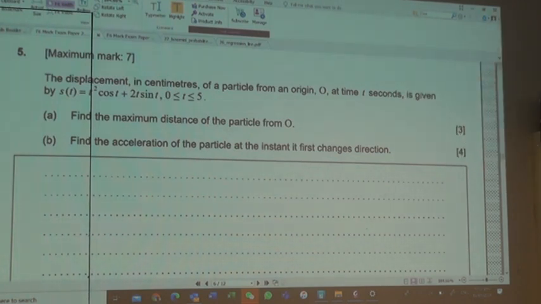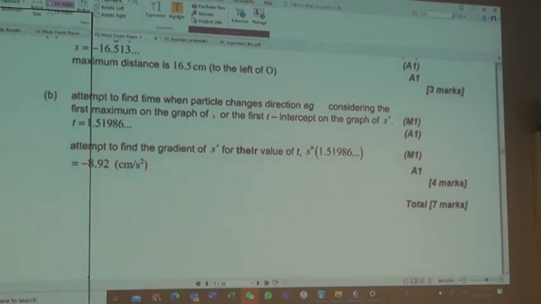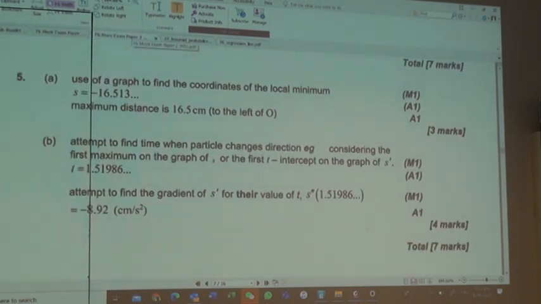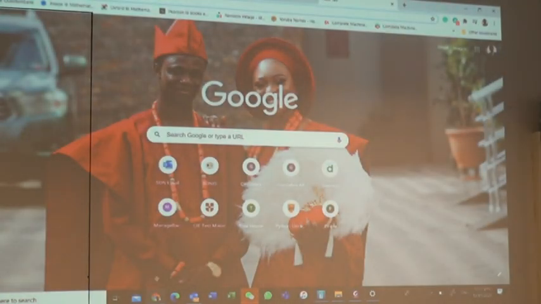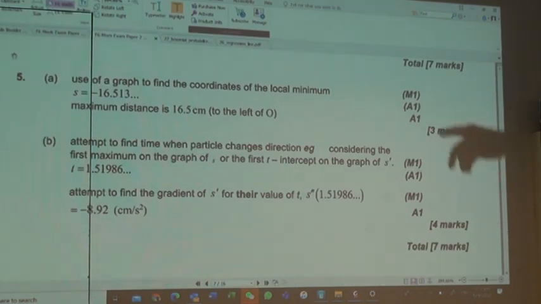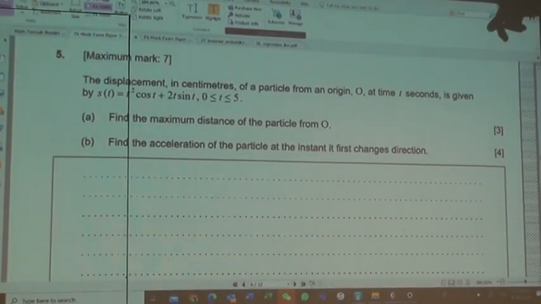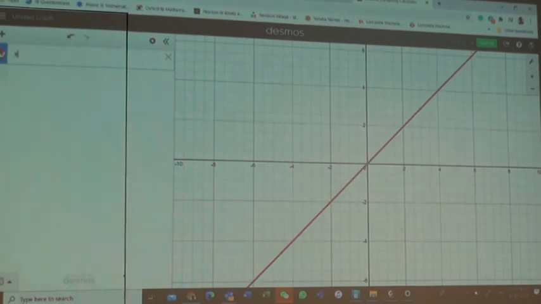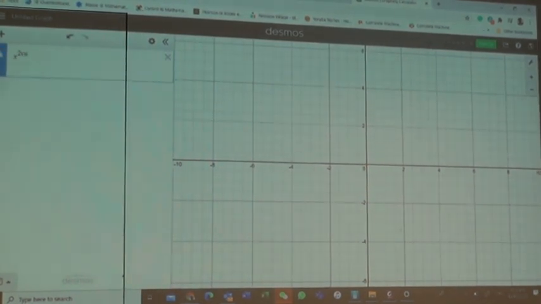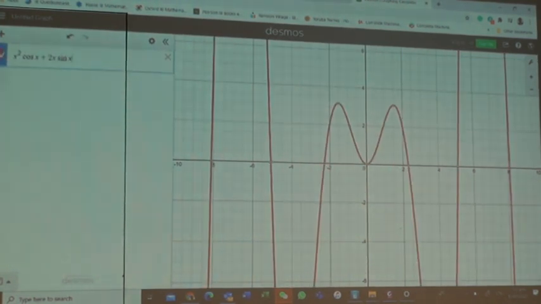Plot the graph. I like the way some of you justify that. Because of time, I use the calculator to plot the graph now. But please, if you don't know how to use the calculator to plot graphs, please say something. Plot the graph. Let's put it on decimals and see. Instead of t, we're going to be using x. So give me the function because of time. x squared cos x plus 2x sin x.